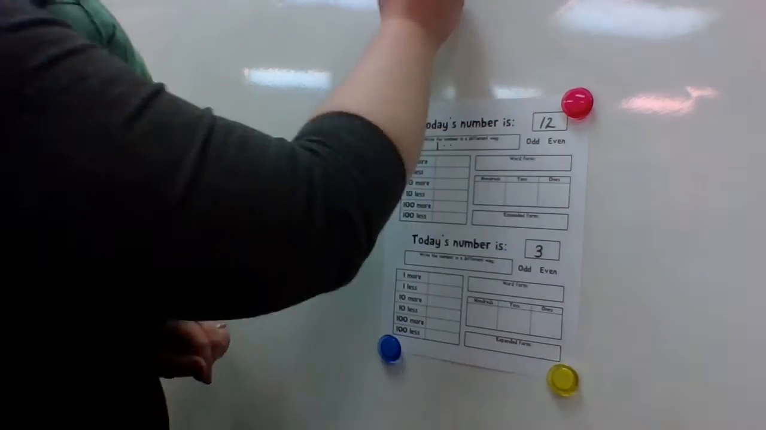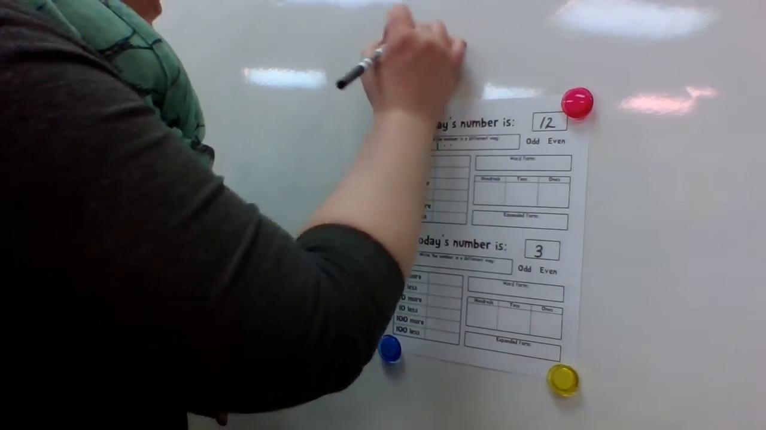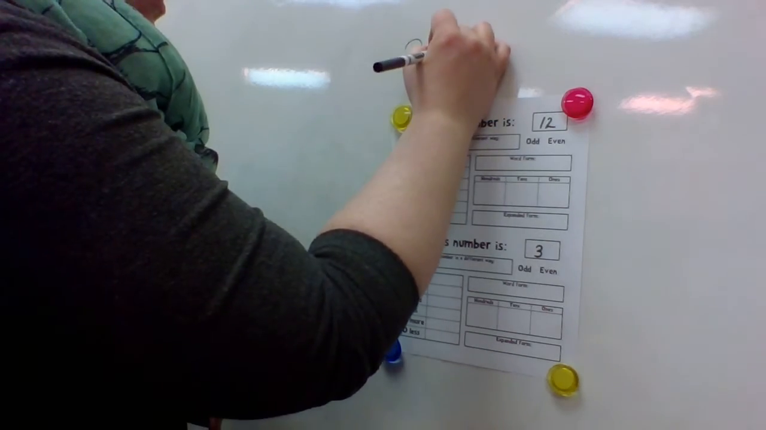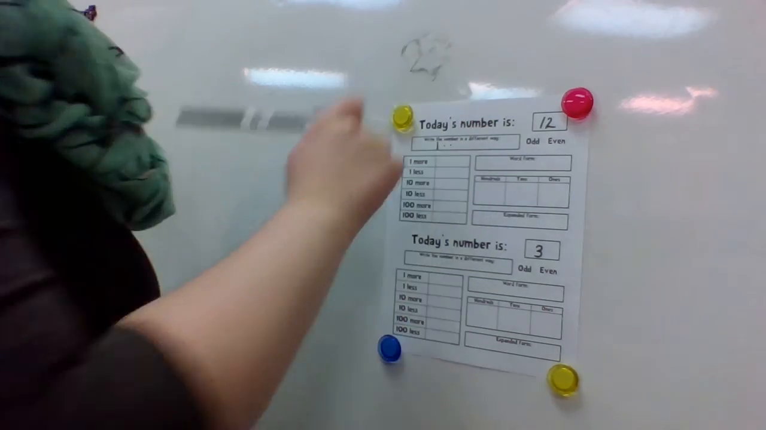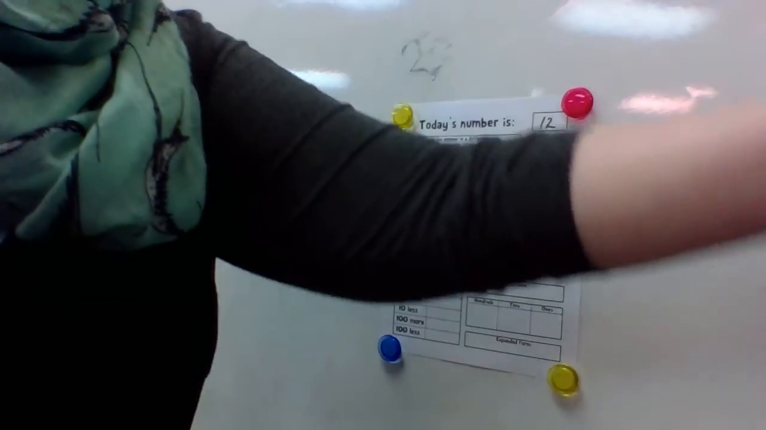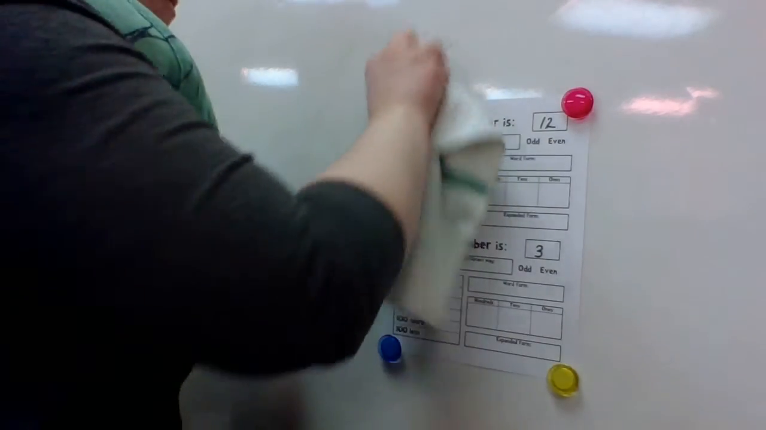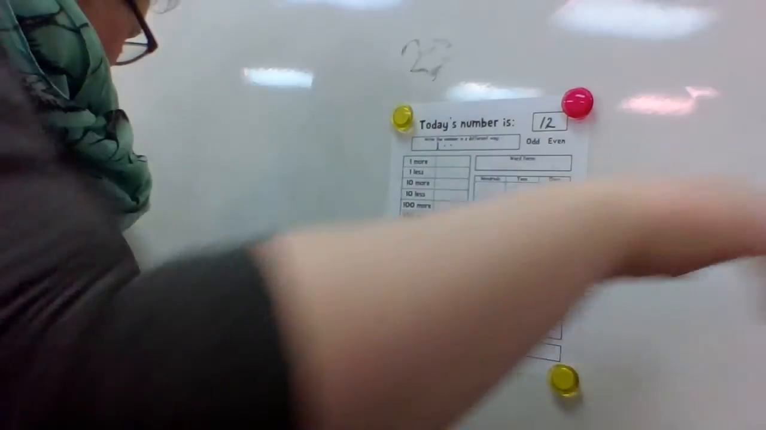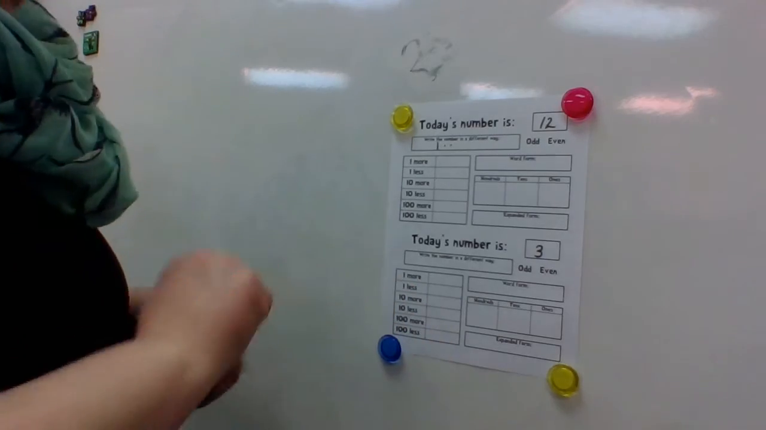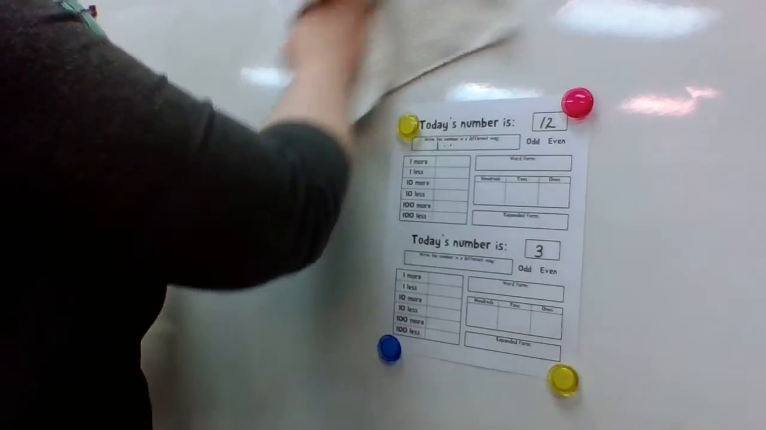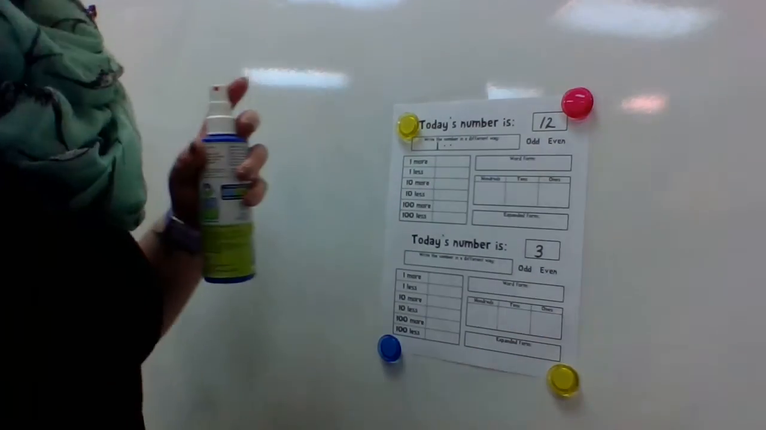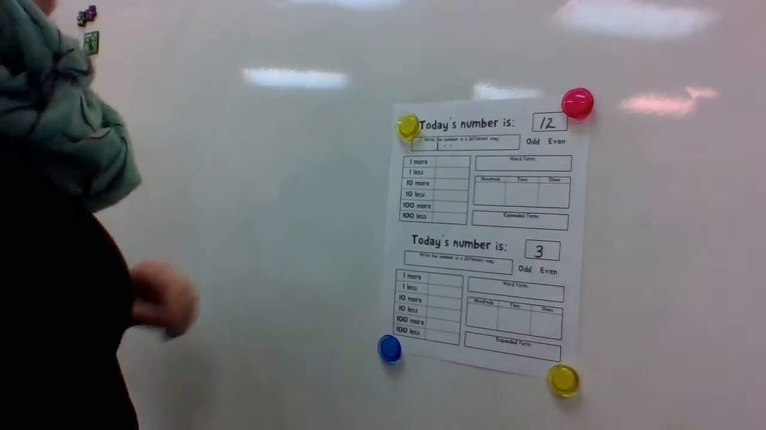Well, I know that my even numbers, whoops, that's not a whiteboard marker, boys and girls. Whoops. Let's try to get that off there. I'll do it after. So, even numbers are 2, 4, 6, 8, 10, right? Odd numbers, 1, 3, 5, 7, 9.